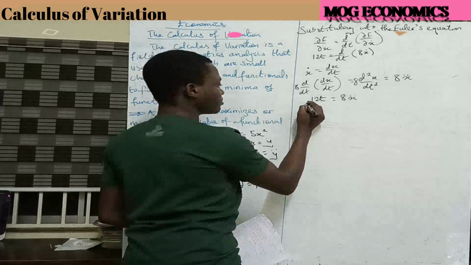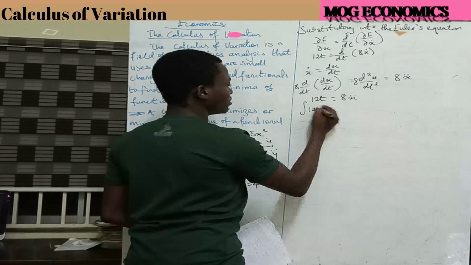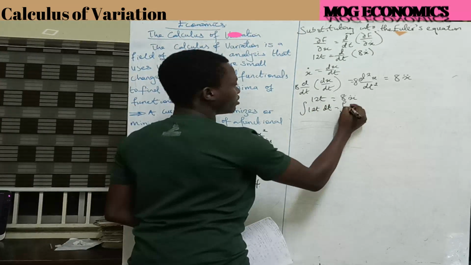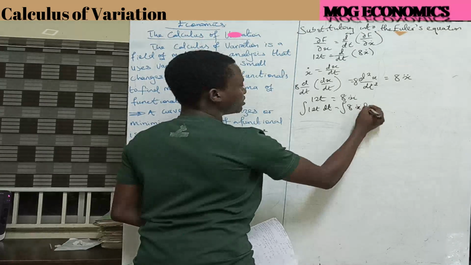So here we'll be having the integral of 12t dt equals the integral of 8x double dot dt.